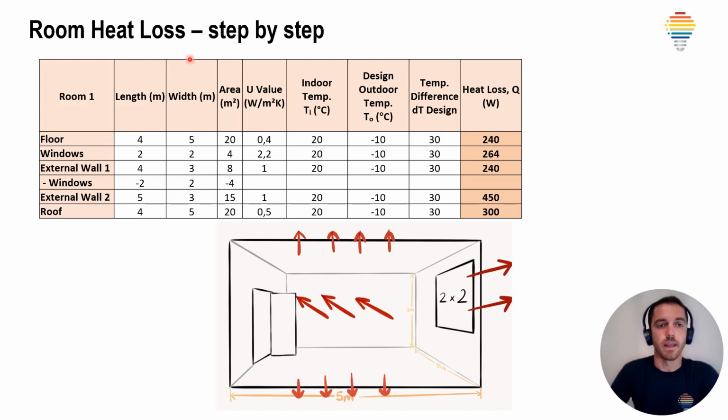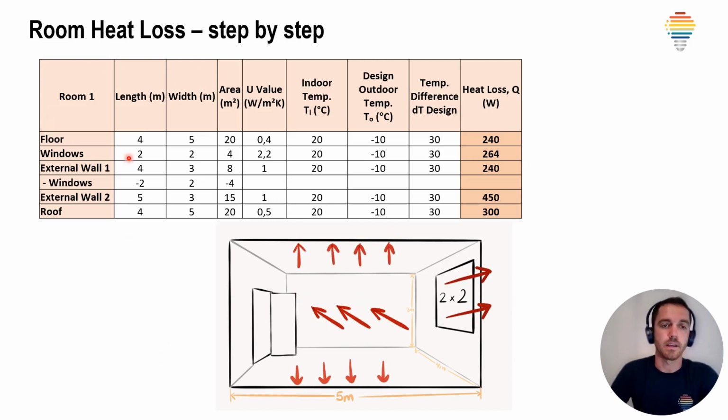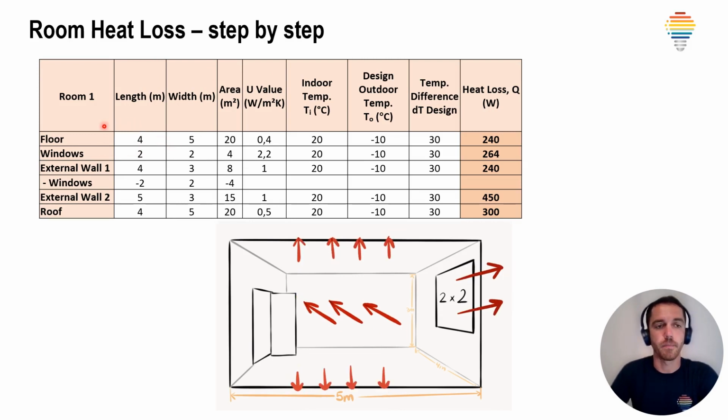Here in the table, you can see different variables for each area. So for example, this is room 1, we have floor, windows, external walls, and roof, and we have dimensions. The floor is 4 meters in length, width is 5 meters, so total area is 4 multiplied by 5, it's 20 square meters. Then we have U value.